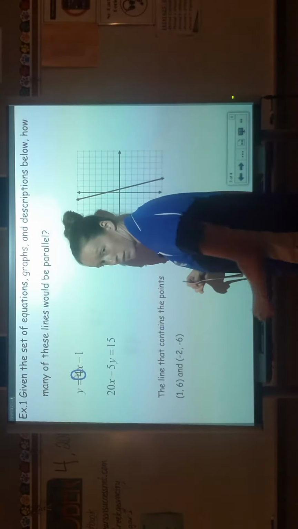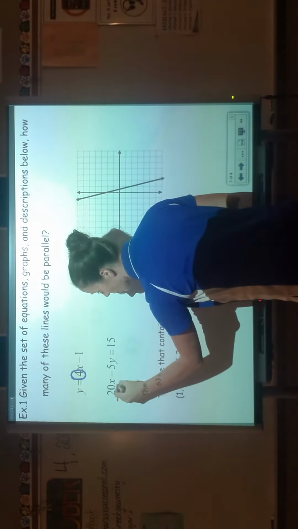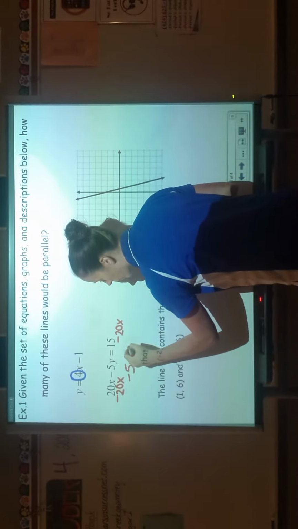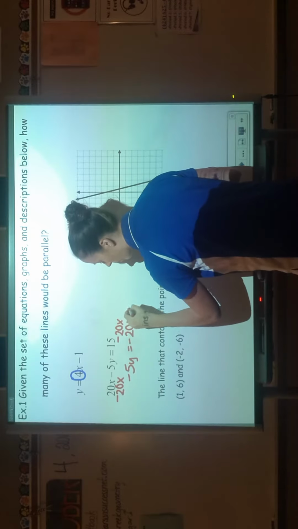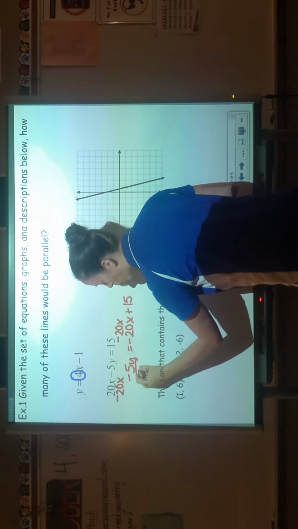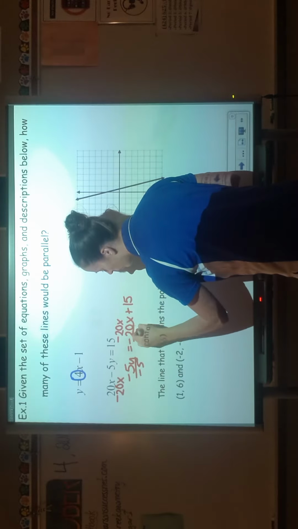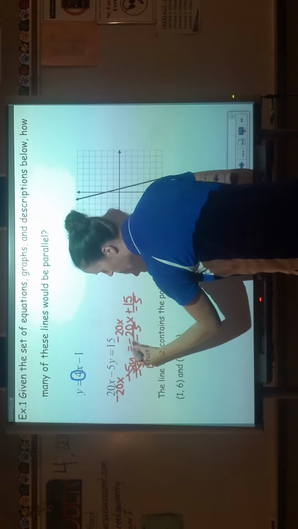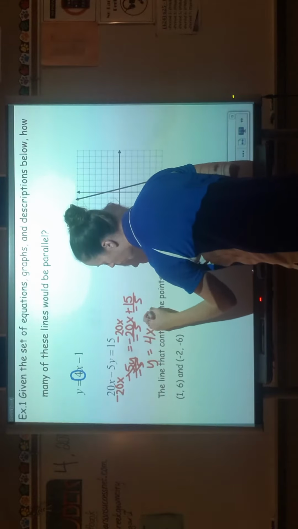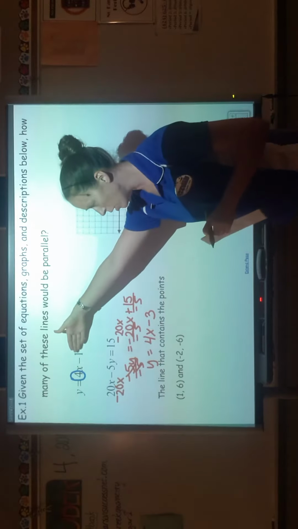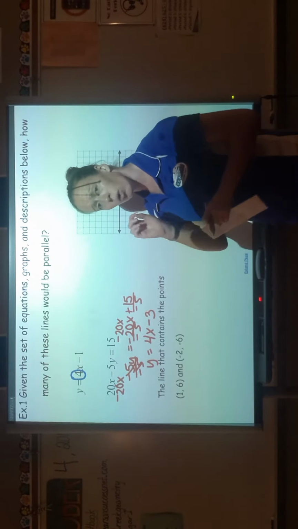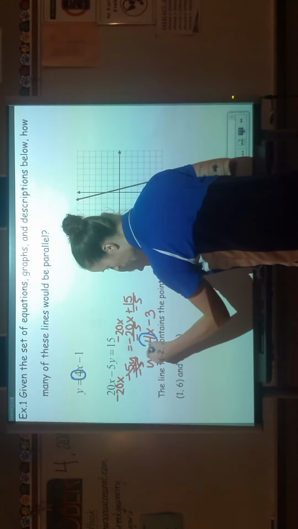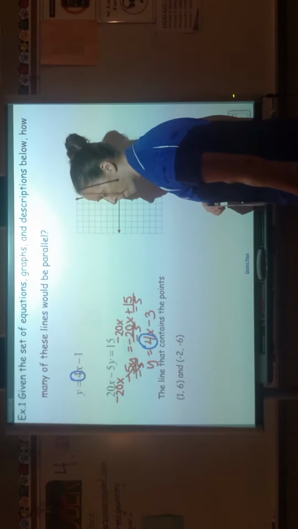Let's go find it. Think about our last video. We practiced this, and then we continue to practice it in class. Divide by that coefficient, -5. And we have y equals, the negatives cancel, 4x minus 3. Now that we have slope-intercept compared to slope-intercept, what do you notice about the slope value? Pull that slope out. I see that's a +4.